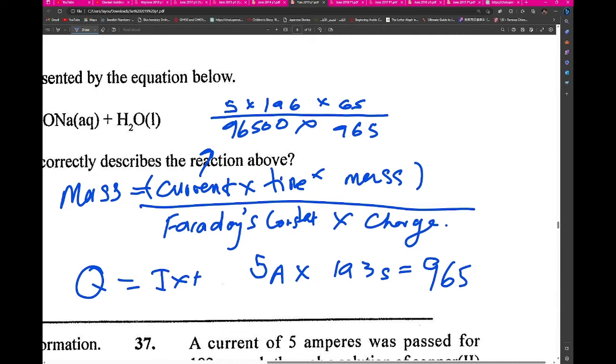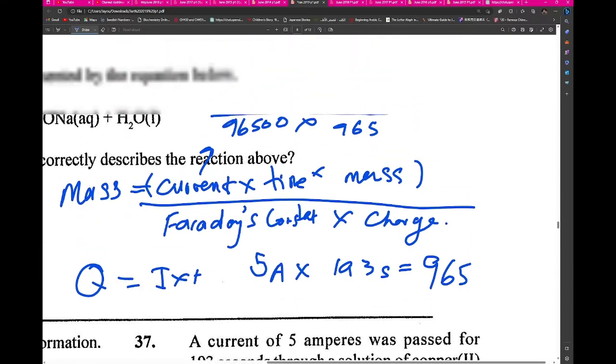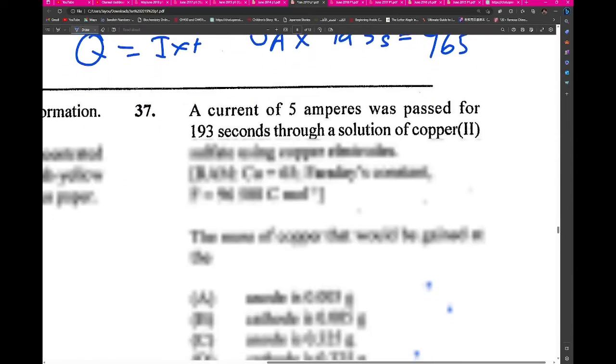So looking at this, 5 times 193, right? I wrote that wrong. 193, right? Times 65, and we're gonna put that all over 96,500. Times that by 965. That should give us an interesting answer, right?